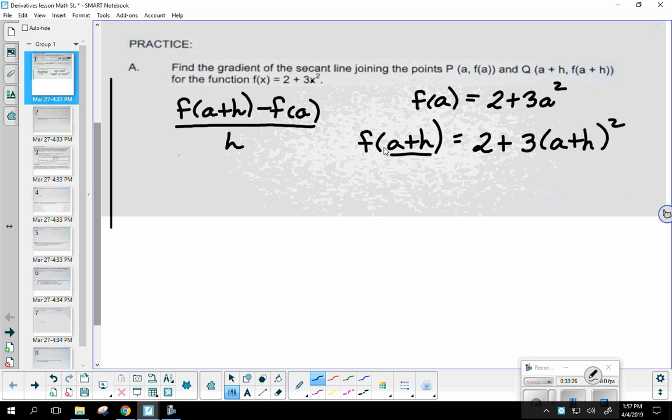Now this we can actually simplify. We can go ahead and expand that, distribute the 3, probably even have a like term that we can combine. So let's take it one step at a time. What would I get if I squared a plus h? Perfect. Now here's the thing. In case you're not sure where that came from, let me go ahead and write this out. 2 plus 3, and Eli said a squared plus 2ah plus h squared. Okay. See, I have 2ah.